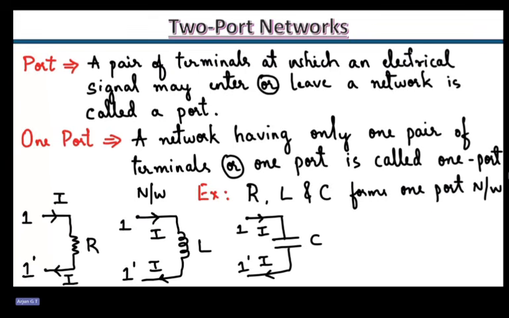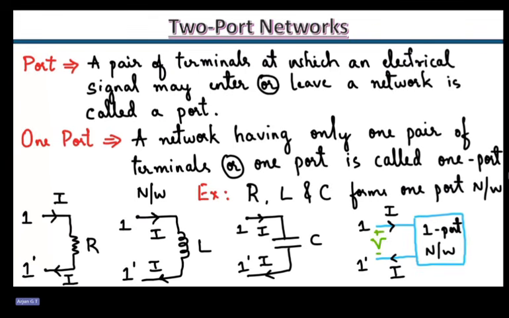The general formation of a one port network can be represented like this. Here we have considered a single black box, and this one is the current entering the network and this one is the current leaving the network. Here 1 and 1 dash represent the one port, and V is the voltage applied to the one port network. This is the common representation of a one port network.